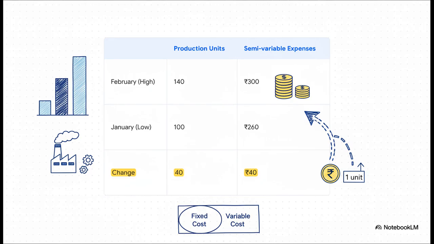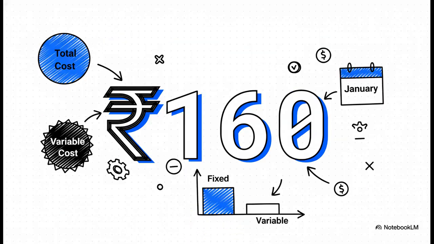So in a slow month, say January, we make 100 units, and the bill is 260 rupees. Then in a busy month, February, we pump out 140 units, and the bill goes up to 300. Now here's the aha moment. The fixed cost is the same in both months, right? So that means the entire 40 rupee increase in the bill must be because we made those extra 40 units. A little simple math, 40 rupees divided by 40 units, tells us the variable cost is exactly 1 rupee per unit. And once you know the variable cost, the rest is a piece of cake.